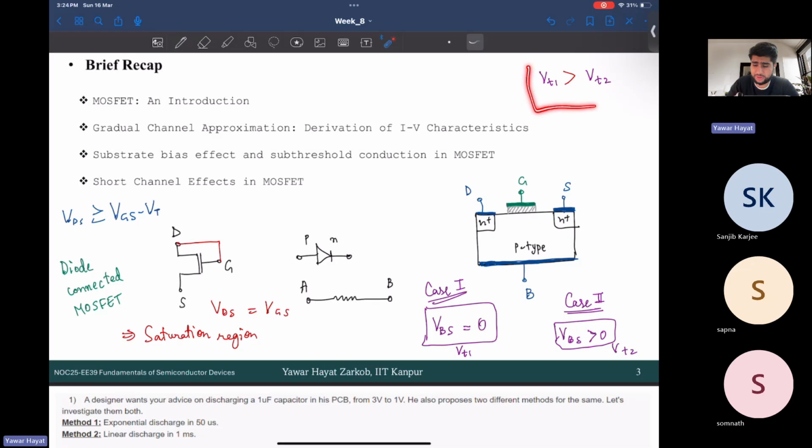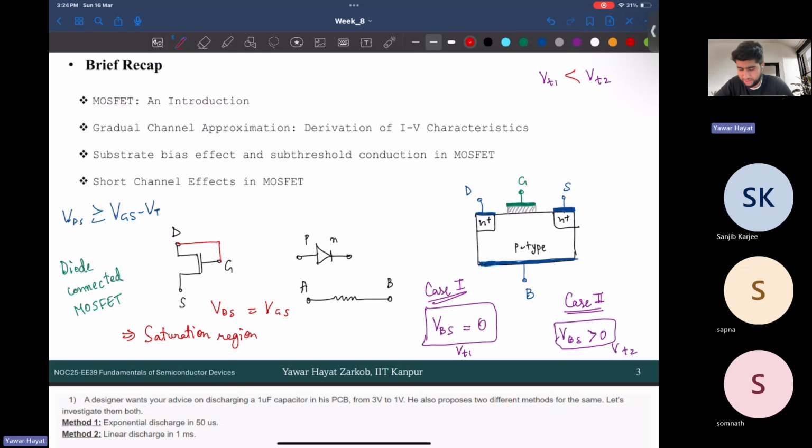I mean, is this what you are saying? VT2 is less than VT1? VT2 is greater than VT1. Yes, right. This is correct, but I need the reasoning. Why is this so? Why is VT2 greater than VT1?